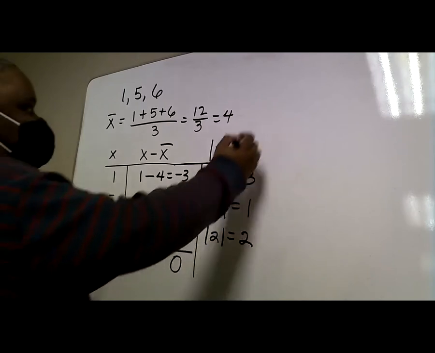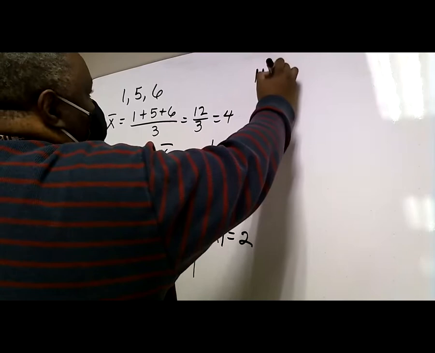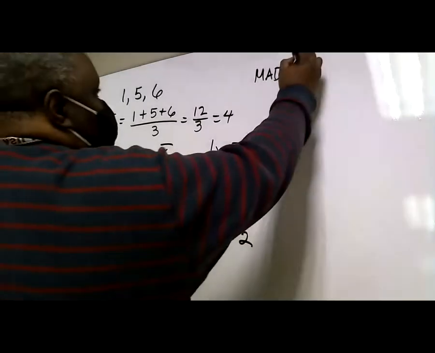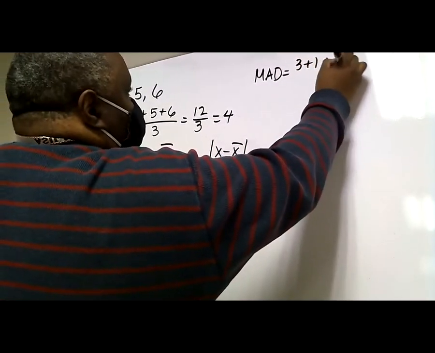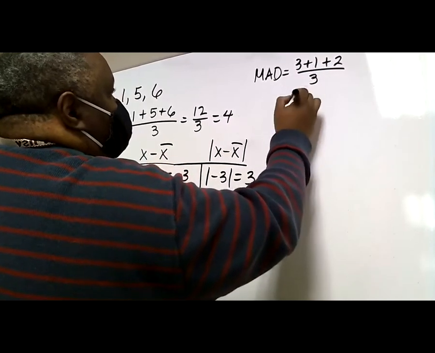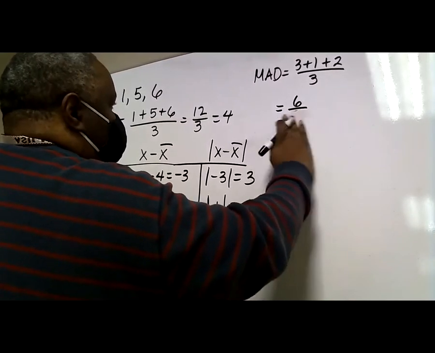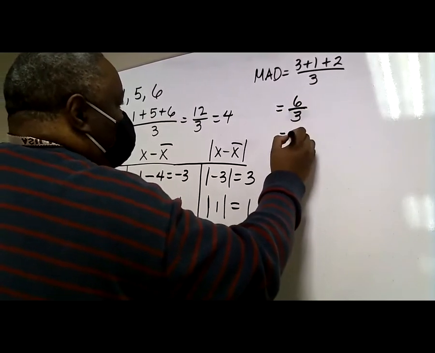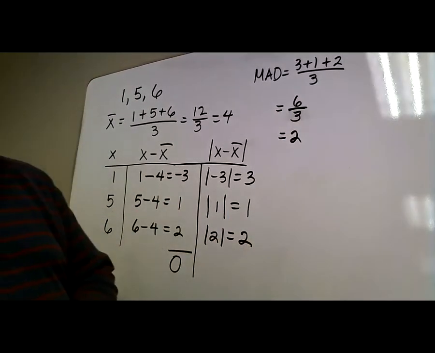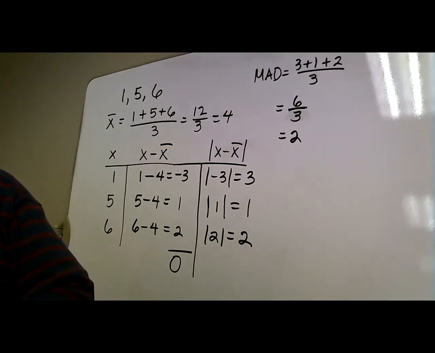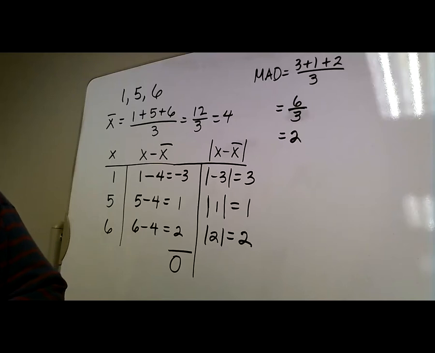So now if I want its MAD, or the mean absolute deviation, I just take the sum of these numbers and divide by 3. That's 6 divided by 3, which is 2. So the mean absolute deviation would be 2. Okay.